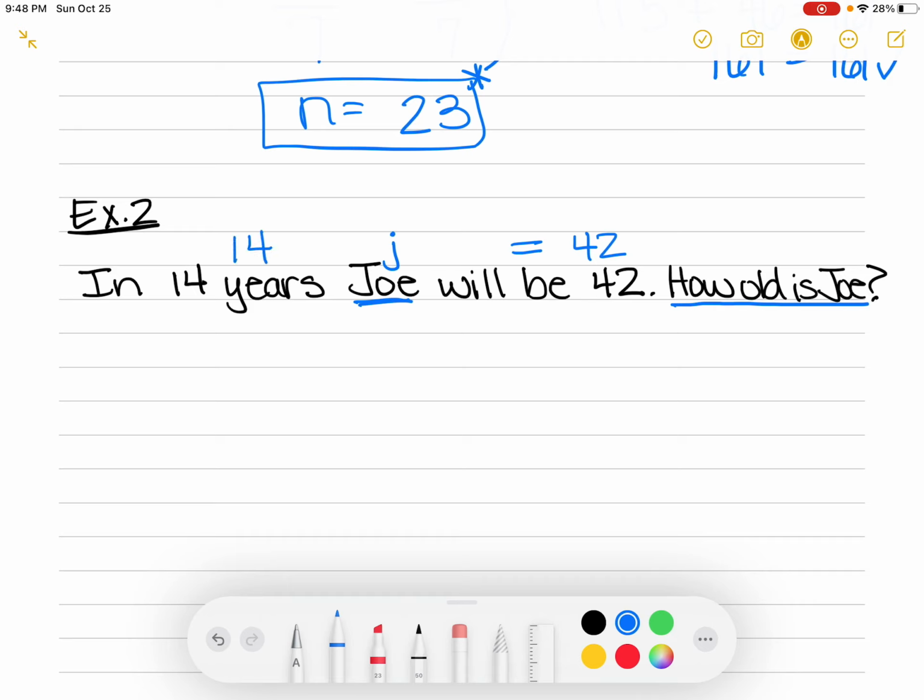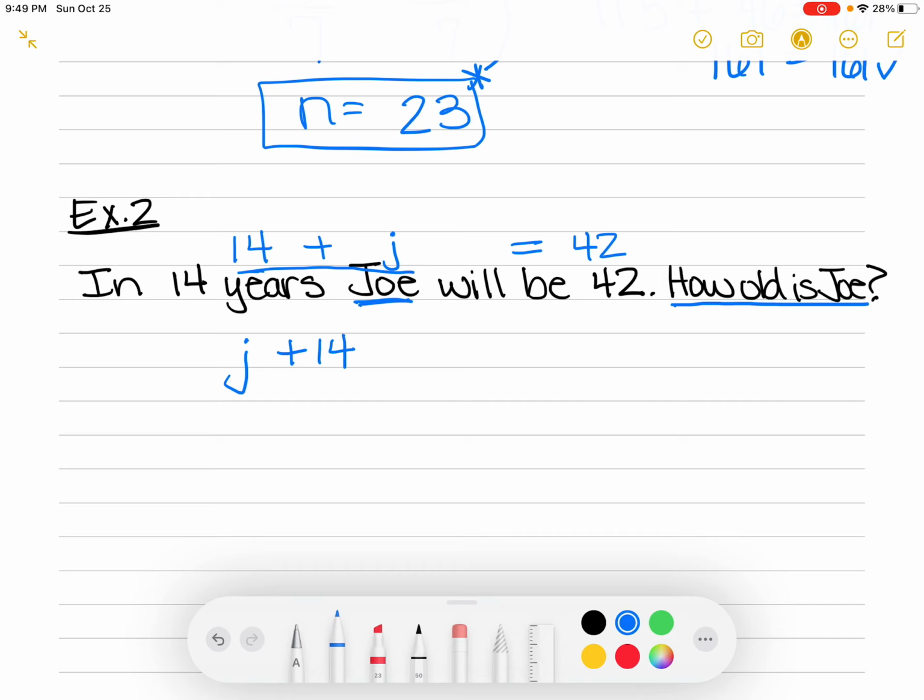So what do I do with 14 years? I'm going to add it to his age now. J is Joe's age now. And that will give me 42. So there's my problem. I'm going to flip this 14 plus J around because it will look better to y'all.